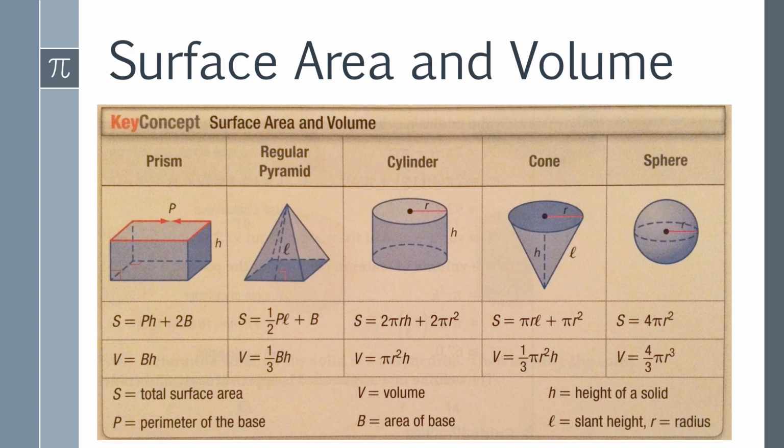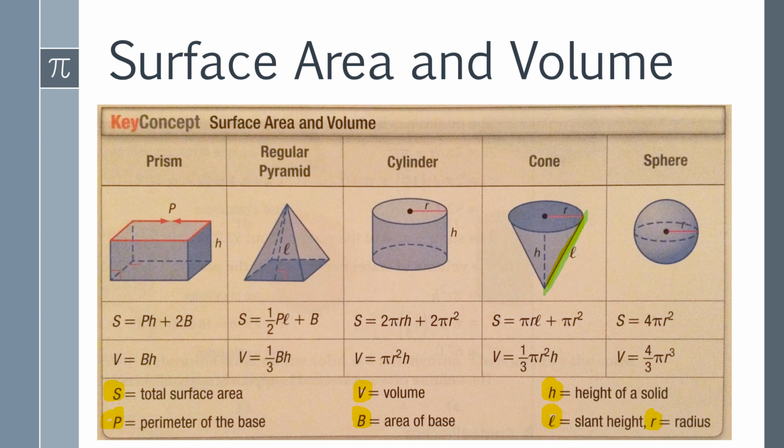We do want to be aware that in each one of these, S represents the surface area, P is the perimeter, V is volume, B is the area of the base, H is height, L is slant height, and R is radius. L is an interesting thing because L would be the distance down this edge. If you see L in green, that's this edge.